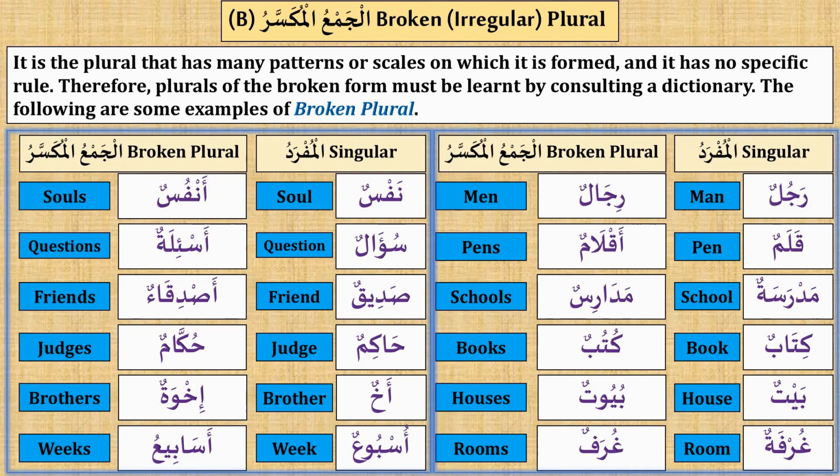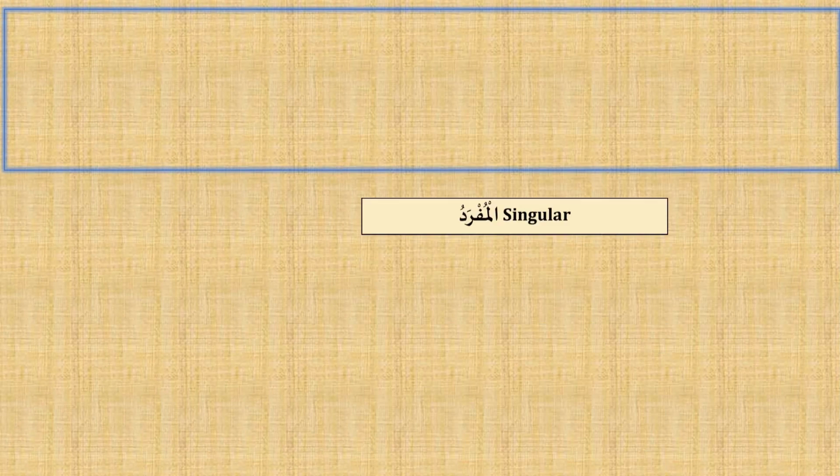As we see, there are many ways of plural in Arabic. There are more, but these are the most used forms of broken plural. We need to learn by consulting a dictionary. Now let's use them in a sentence.